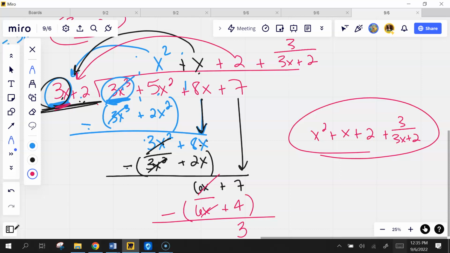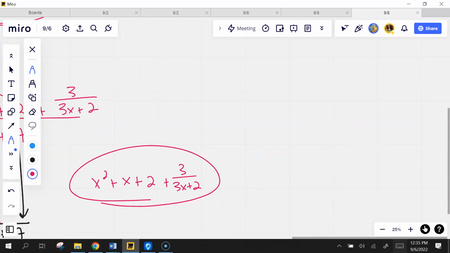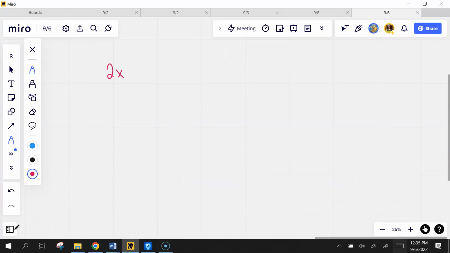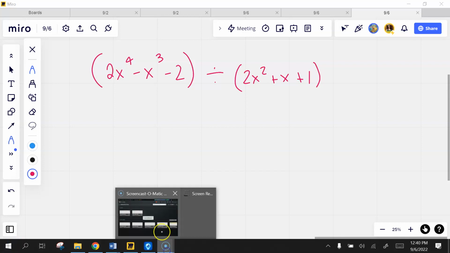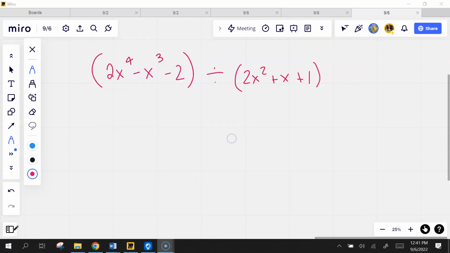What's on your desk? Want to do another one? Okay. Carter.